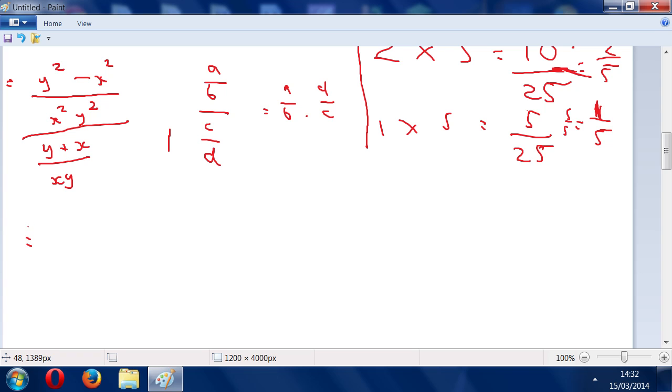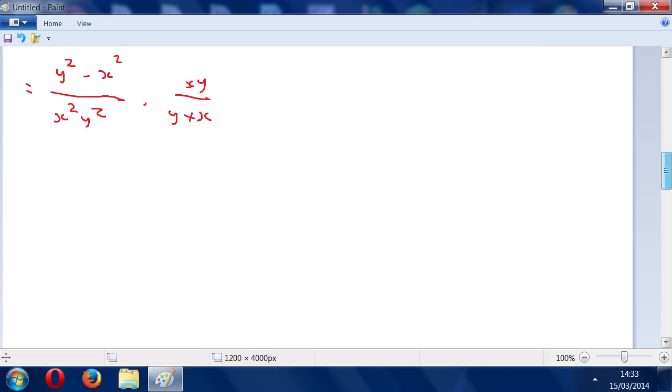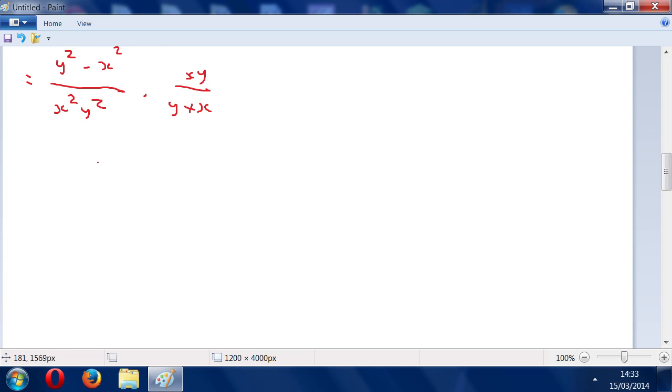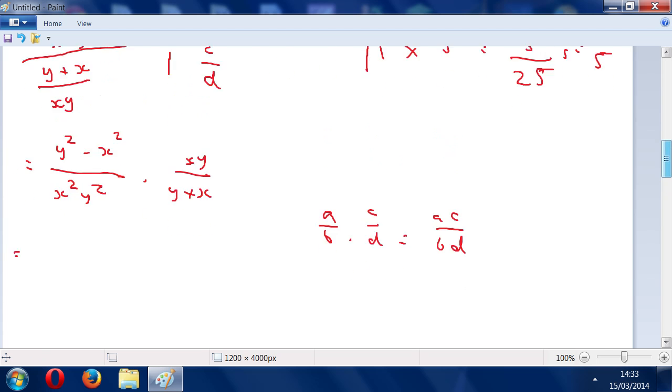Alright, let's just write this down. So y squared minus x squared divided by x squared y squared, and it's all going to be times xy over y plus x. At this point it's kind of obvious, but what's not obvious is how to scroll down. So yeah, we just do the AC BD thing. Wait a minute, isn't that the answer though?